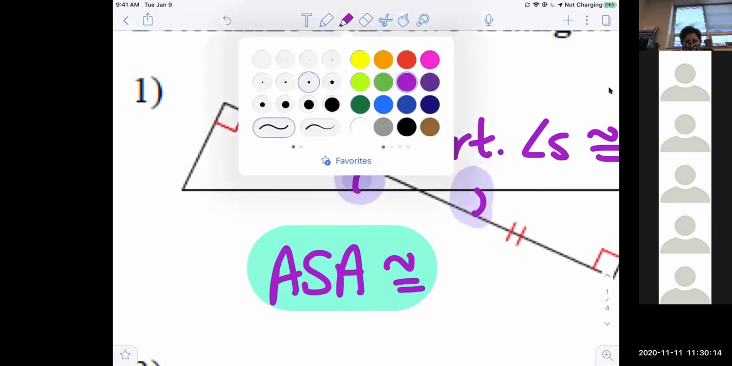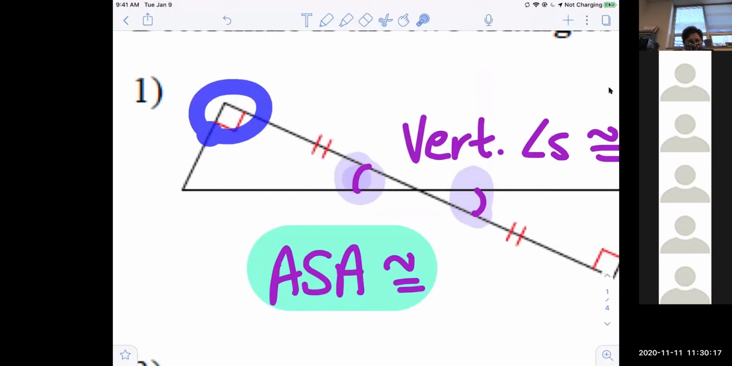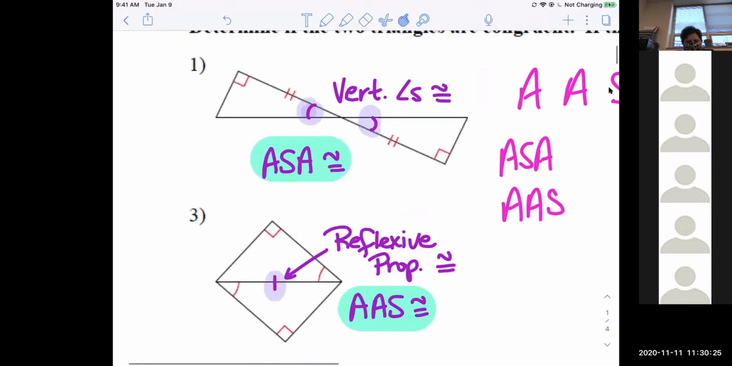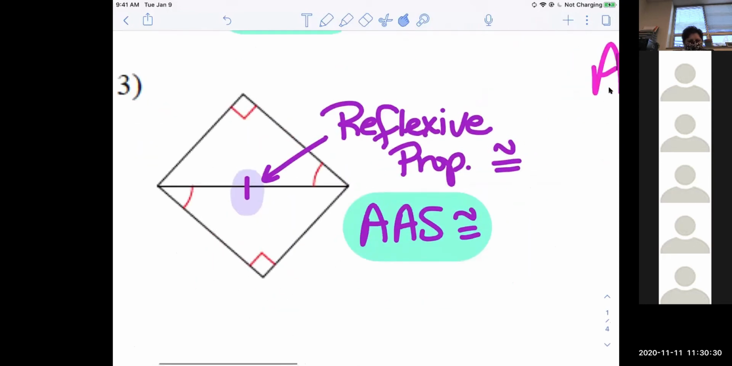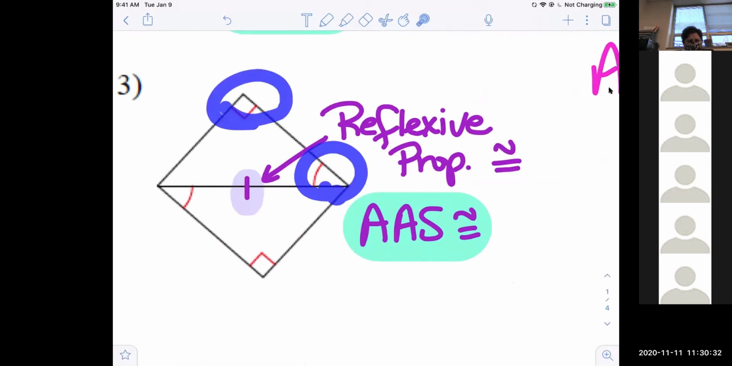So when you're looking at this, it's angle, then a side, and then an angle. Okay, it's always in that order. So two angles and the side that's between them. Whereas on this one, it's two angles, and then the side is not the included side, it's the one that follows, right? So it would go angle, angle, side.